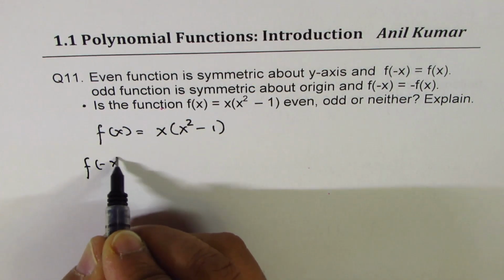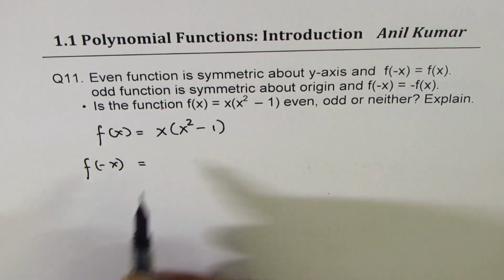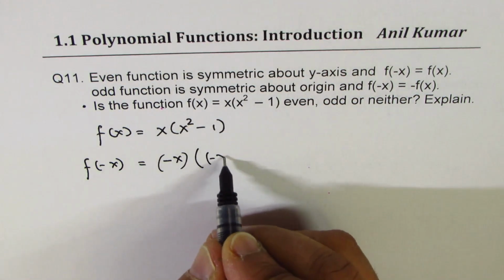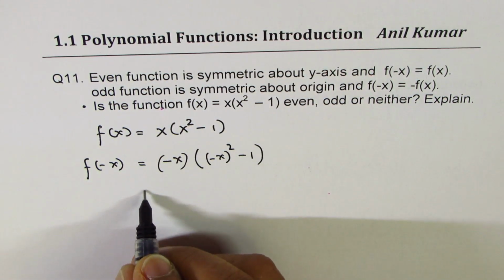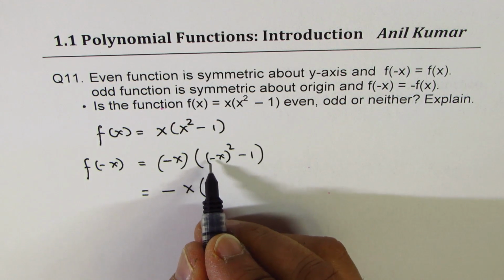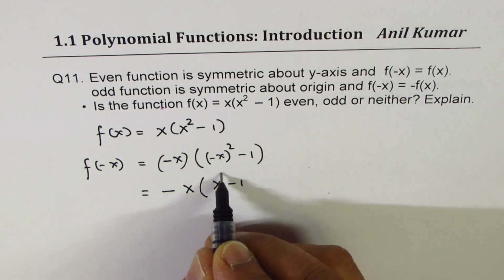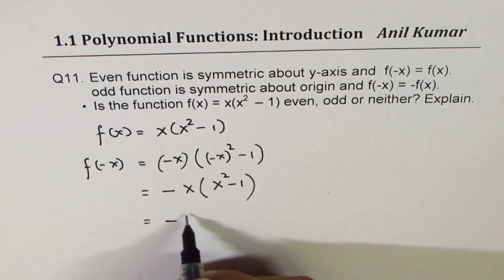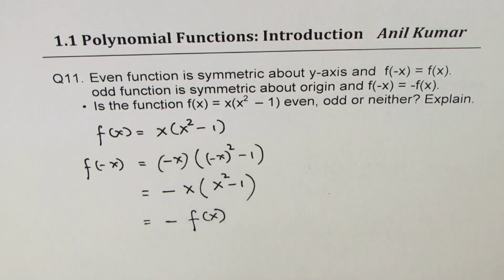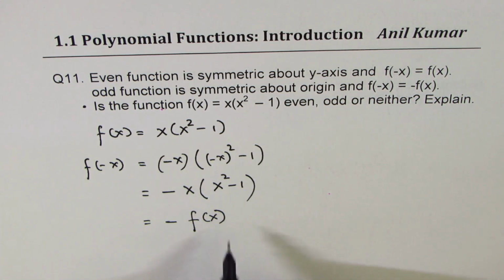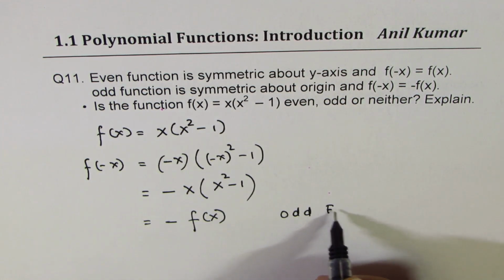You just find f of negative x. That means replace x with negative x. So we get negative x for the first factor. Here if I write (negative x) whole square minus 1, what do I get? The first factor becomes negative, and (minus x) whole square is positive. So we get minus of x times (x squared minus 1), or minus of f of x. Do you see that? So it is minus of f of x. Now clearly, since f of minus x is minus of f of x, this is an odd function.